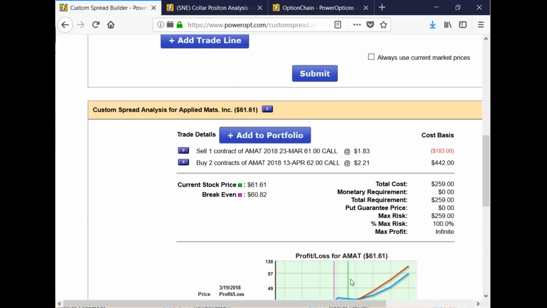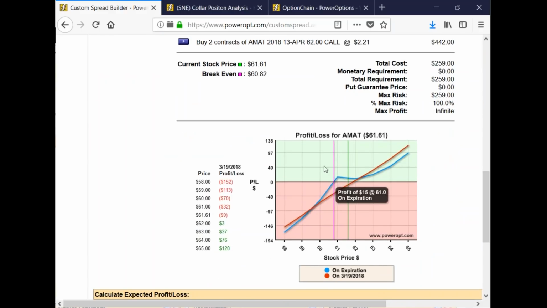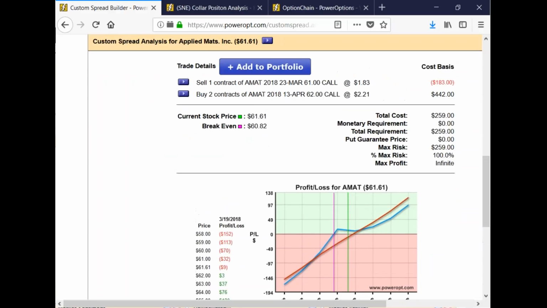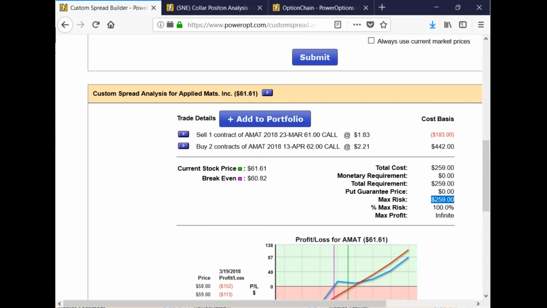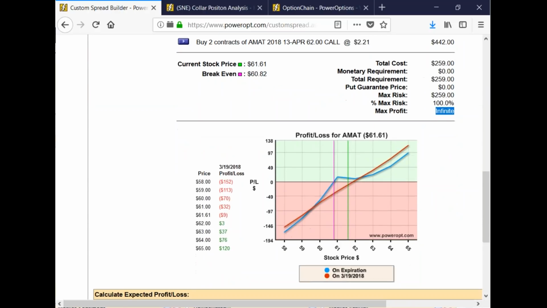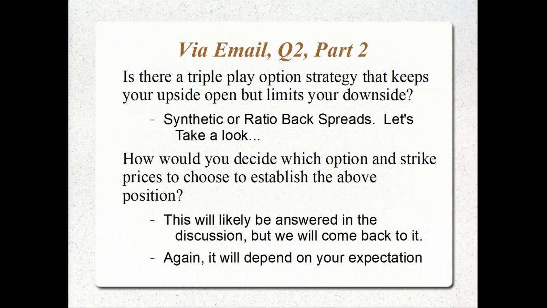Now it's sort of a strange little spread because it's a time spread, right? This is showing us at near-term expiration, where there's still a potential loss. The max risk is now 259 in the short term, and the profit is still infinite as the others. But again, this is another part to sort of answer what John was asking. Why can I not give you a direct answer to what strikes you should use, and so forth? And that's because there's multiple ways to skin a cat.